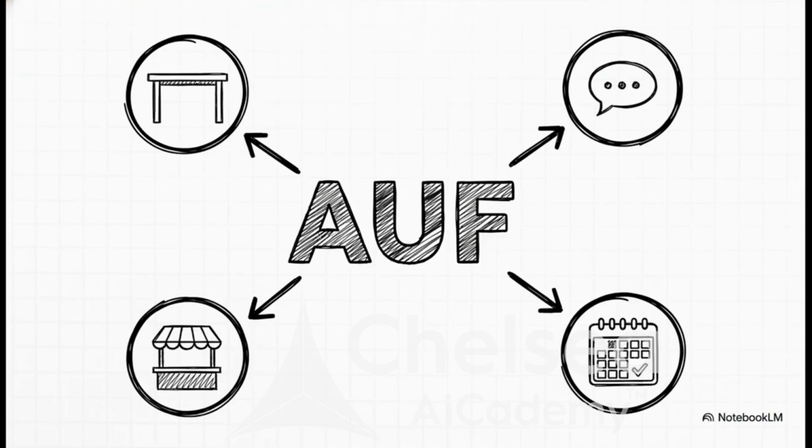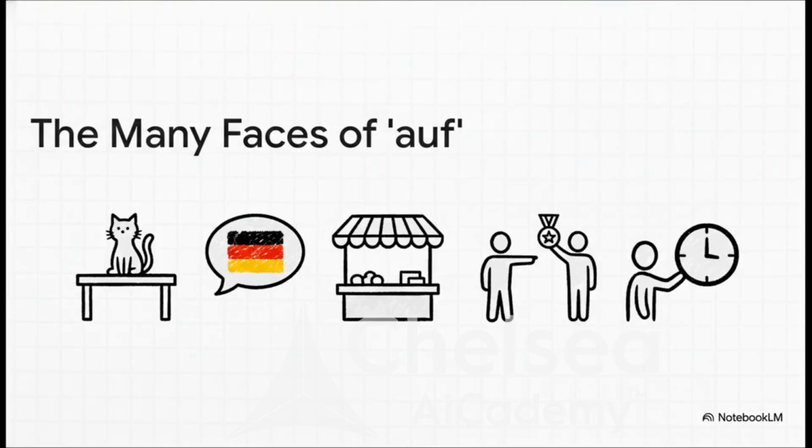Look. Knowing the case rules is the foundation. That's step 1. But real mastery, real fluency, comes from understanding that one tiny little word can mean 5, 6, sometimes 10 different things, all depending on the context. Just take the word auf. You probably learned it means on top of, like on a table. And it does. But it can also mean in when you're talking about a language, or at the market, or of when you say you're proud of someone, or even for when you're waiting for something. This is why just memorizing one translation never works.